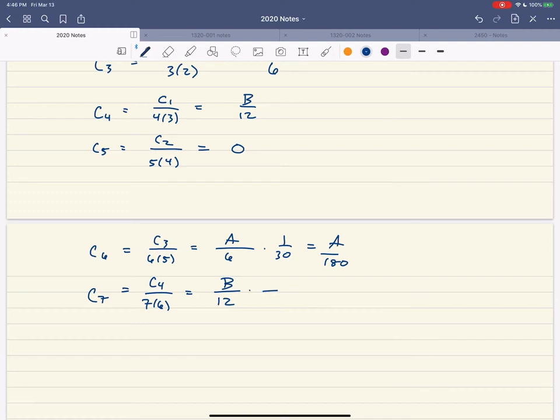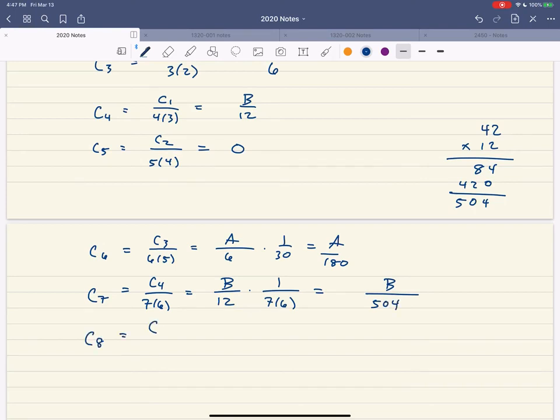And so that's going to be divided still by 7 times 6. And then this is going to be B over something. This is where I would use your help as a class, because I'm really not good at multiplying. This is 12 times 42. Let's just do it here. I don't need to resort to using a calculator just yet. This is 42 times 12, so that's going to be 84 plus 420, so that's going to be 504. And then our final term, C8, is going to be C5 over 8 times 7, which is 0. Okay.